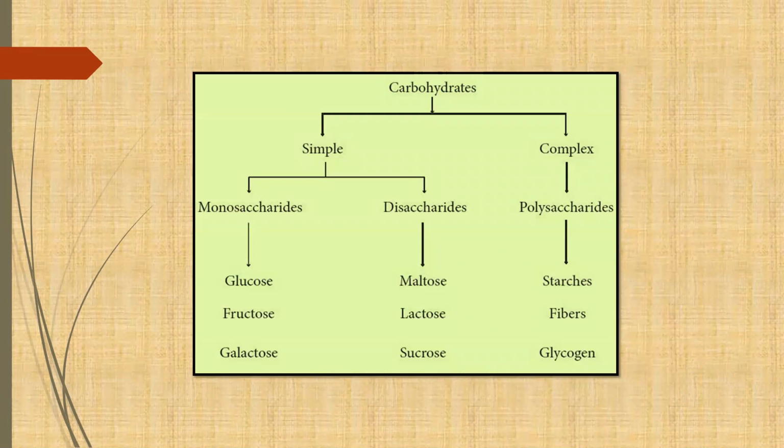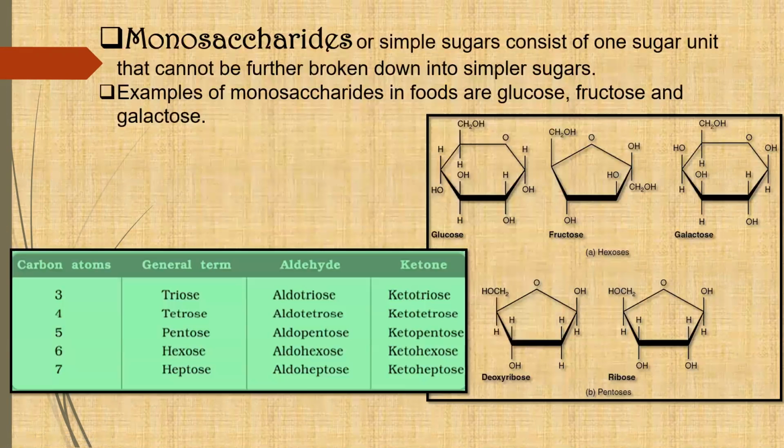Carbohydrate is basically classified into two types: simple carbohydrates and complex carbohydrates. Simple carbohydrates are again classified into two types, that are monosaccharides and disaccharides. The examples of monosaccharides are glucose, fructose, galactose. Similarly, the examples for disaccharides are maltose, lactose, and sucrose. Whereas the complex carbohydrates are polysaccharides. They are starch, fibers, and glycogen.